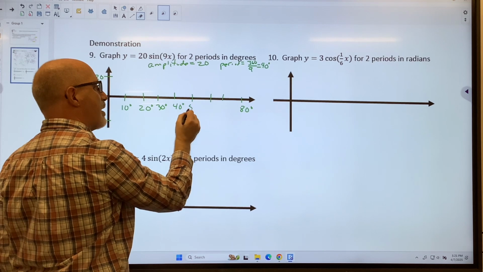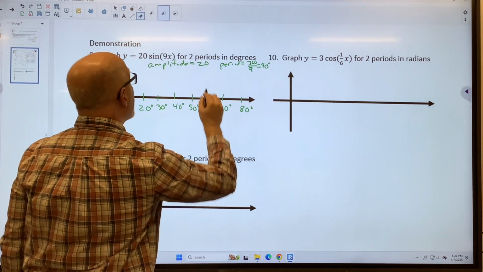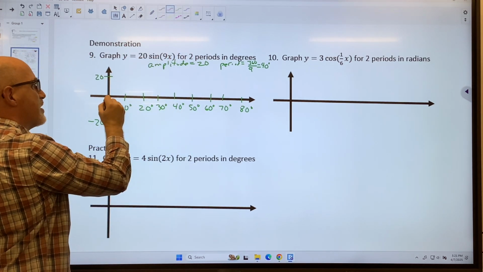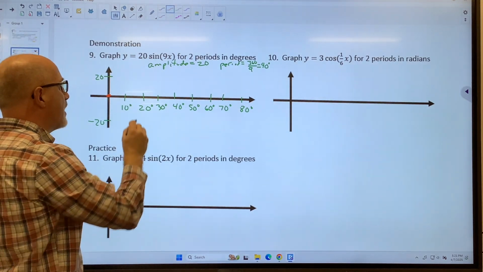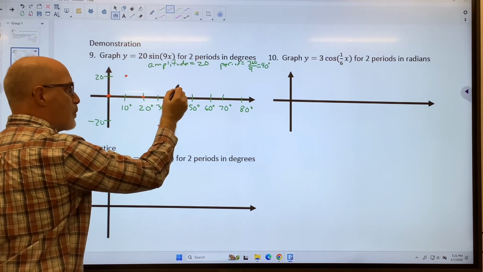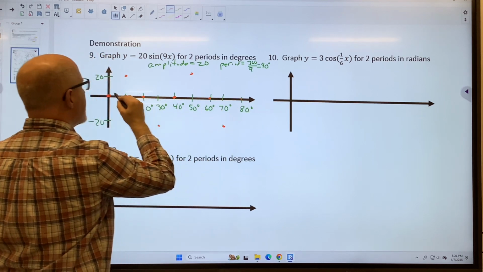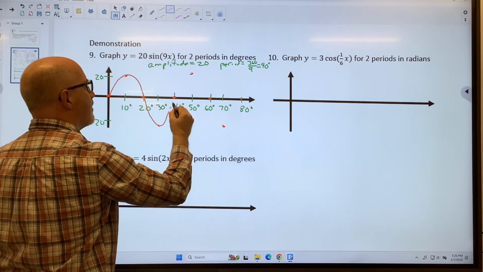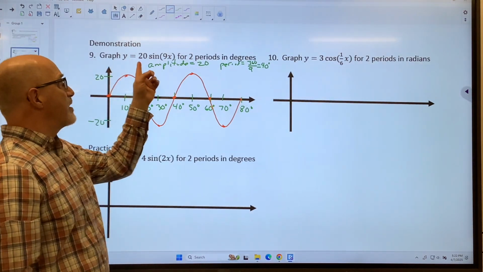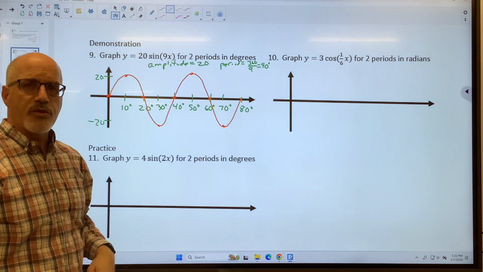We're going by tens, so that would make this 50 degrees, 60 degrees, and 70 degrees. Now when we do the graph of this, sine starts at the starting point at the middle, goes to the top, then to the middle, to the bottom, to the middle. That's one period. Then we'll go to the top, middle, bottom, and to the middle. And so our graph looks like a sine wave. There's our graph of y equals 20 sine of 9x, having a period of 40 and an amplitude of 20.